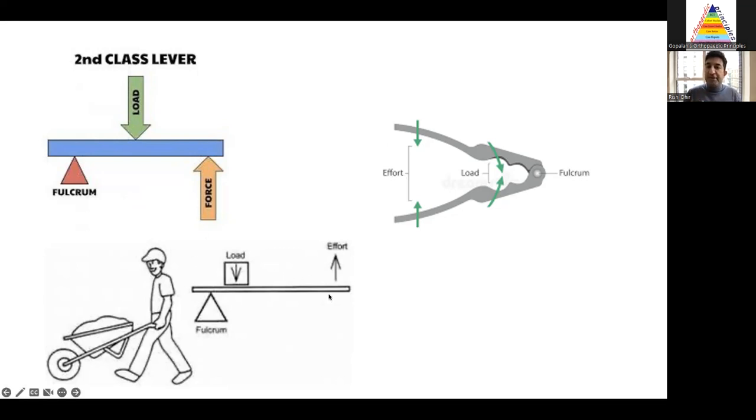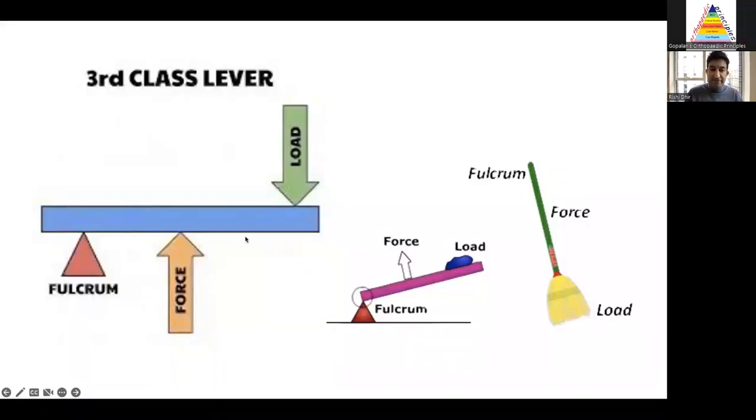Or an example in the human body might be the MTP joint when you're standing on tiptoes. The fulcrum is the MTP joint. The load is the weight of your heel, and the force is the gastrocnemius muscle, which is pulling. So it's a slightly more efficient lever than a third-class lever.